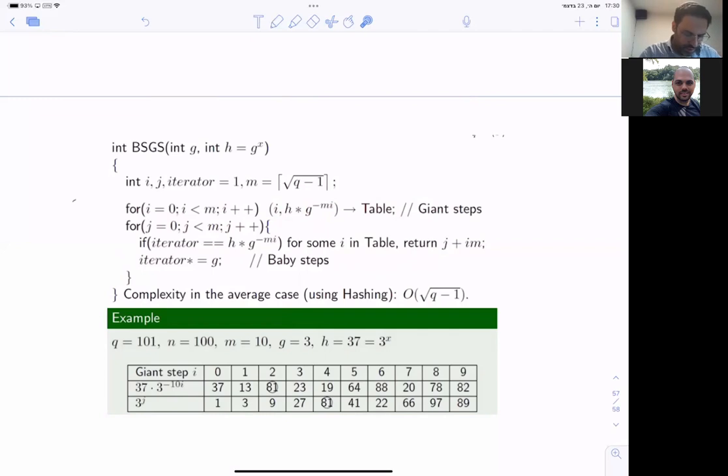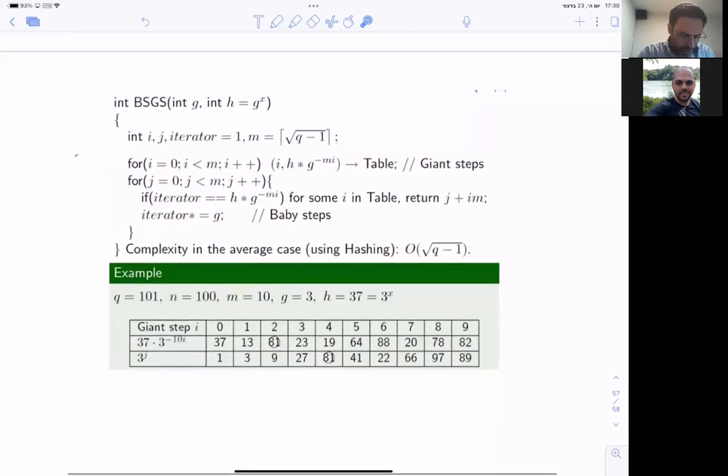Then you go over with the baby step, and you always compare with your iterator. The iterator is G to the power of J. It begins with G^0 and goes until M. Now, as you see, if it's true, you return the value of 1, then you return this X.